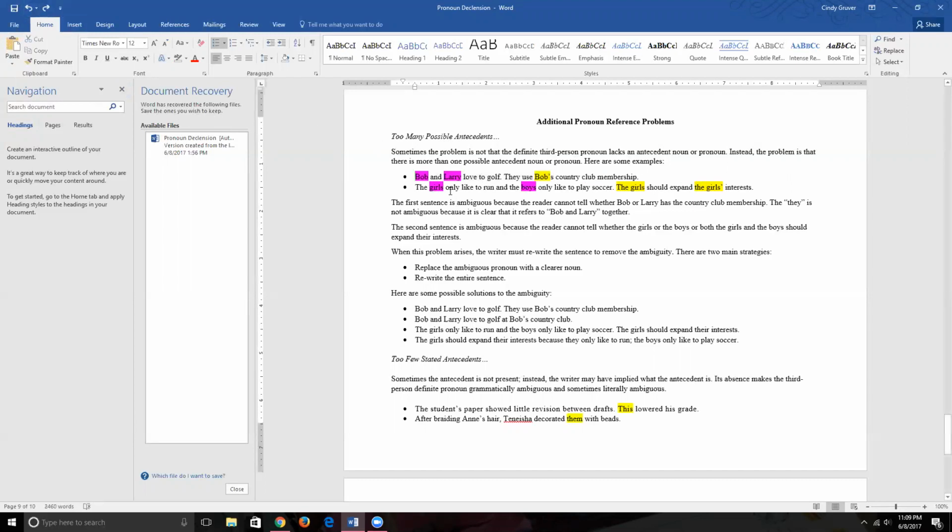So here we go. Let's look at another fix that we could do. The girls only like to run, the boys, and we probably ought to have a comma here.